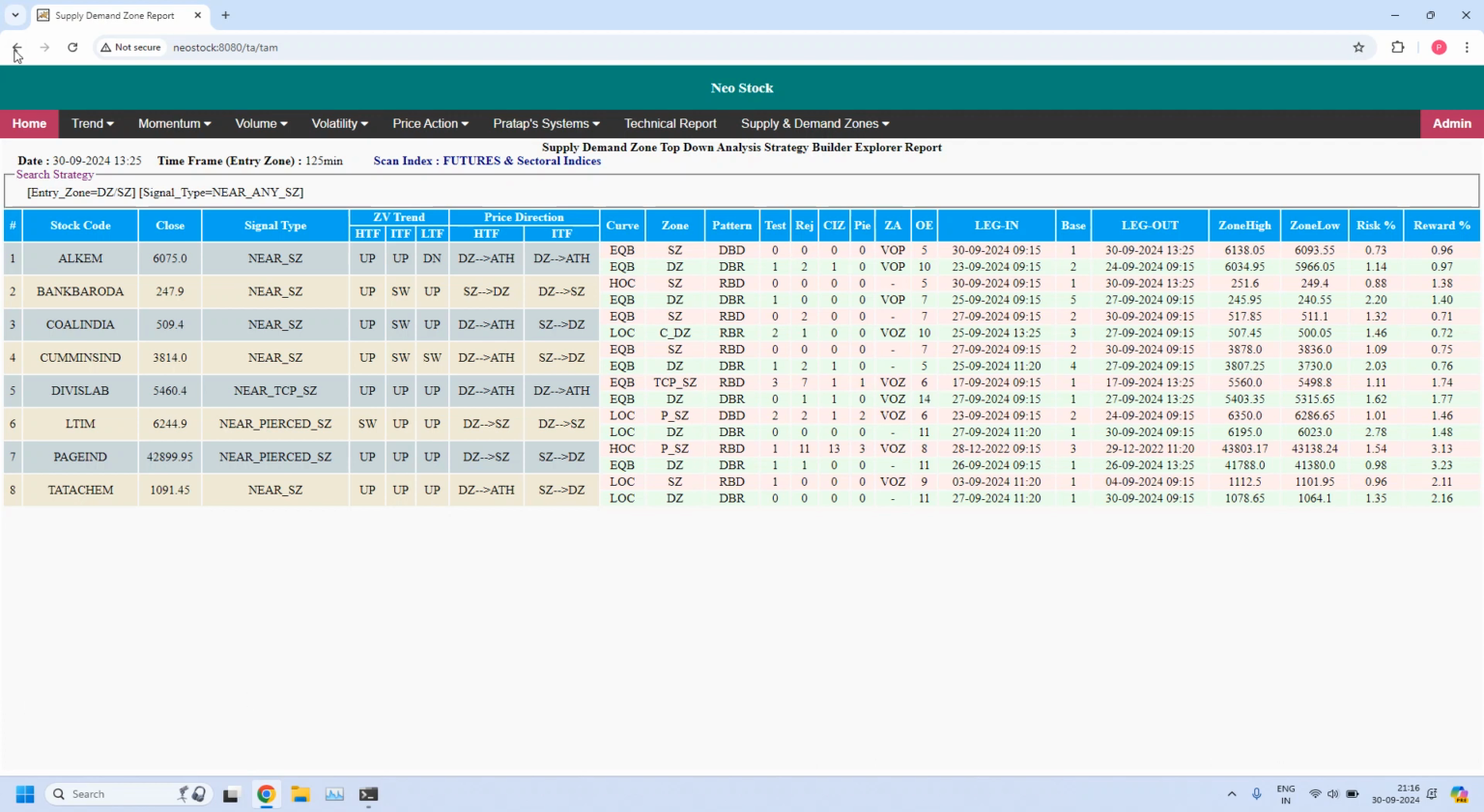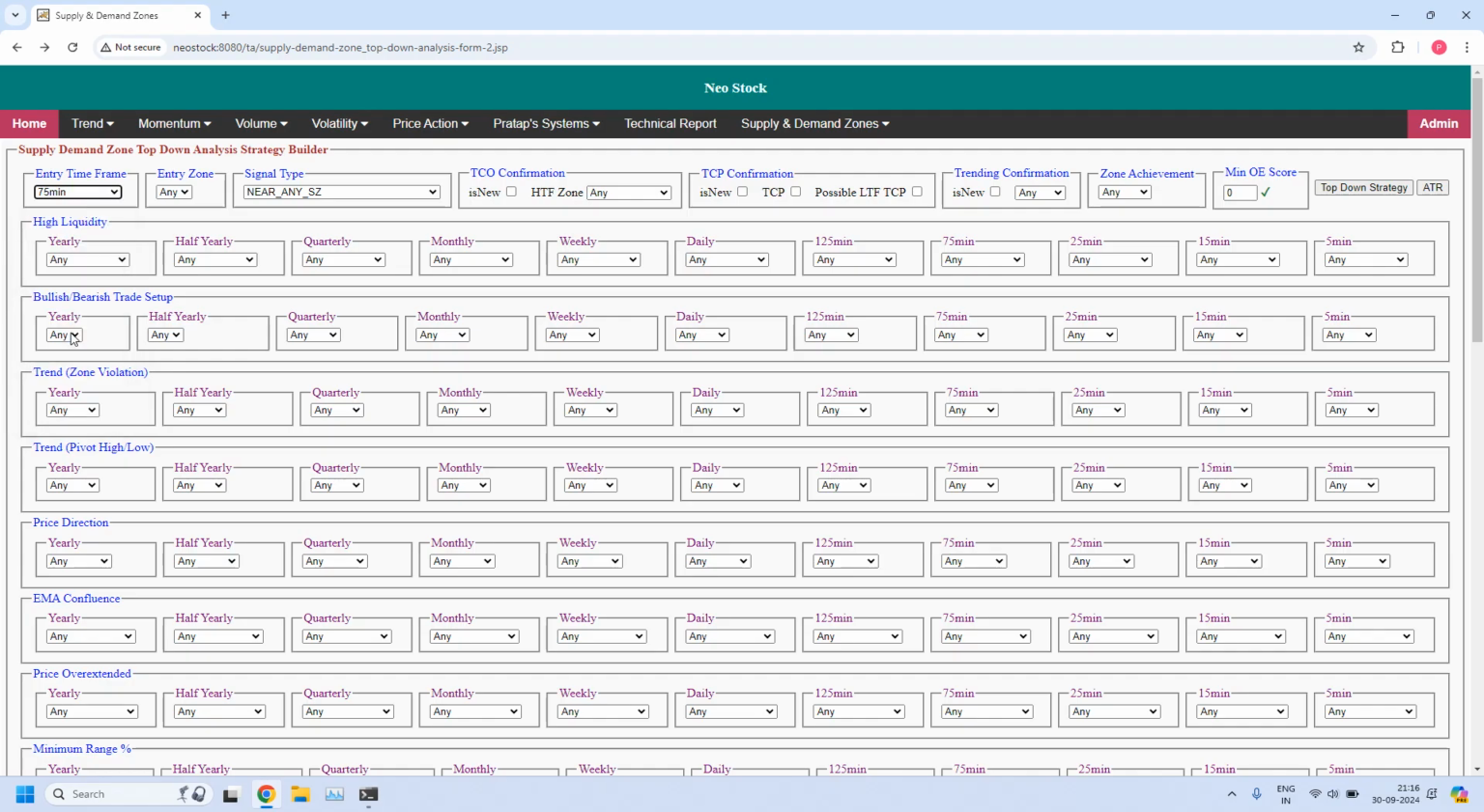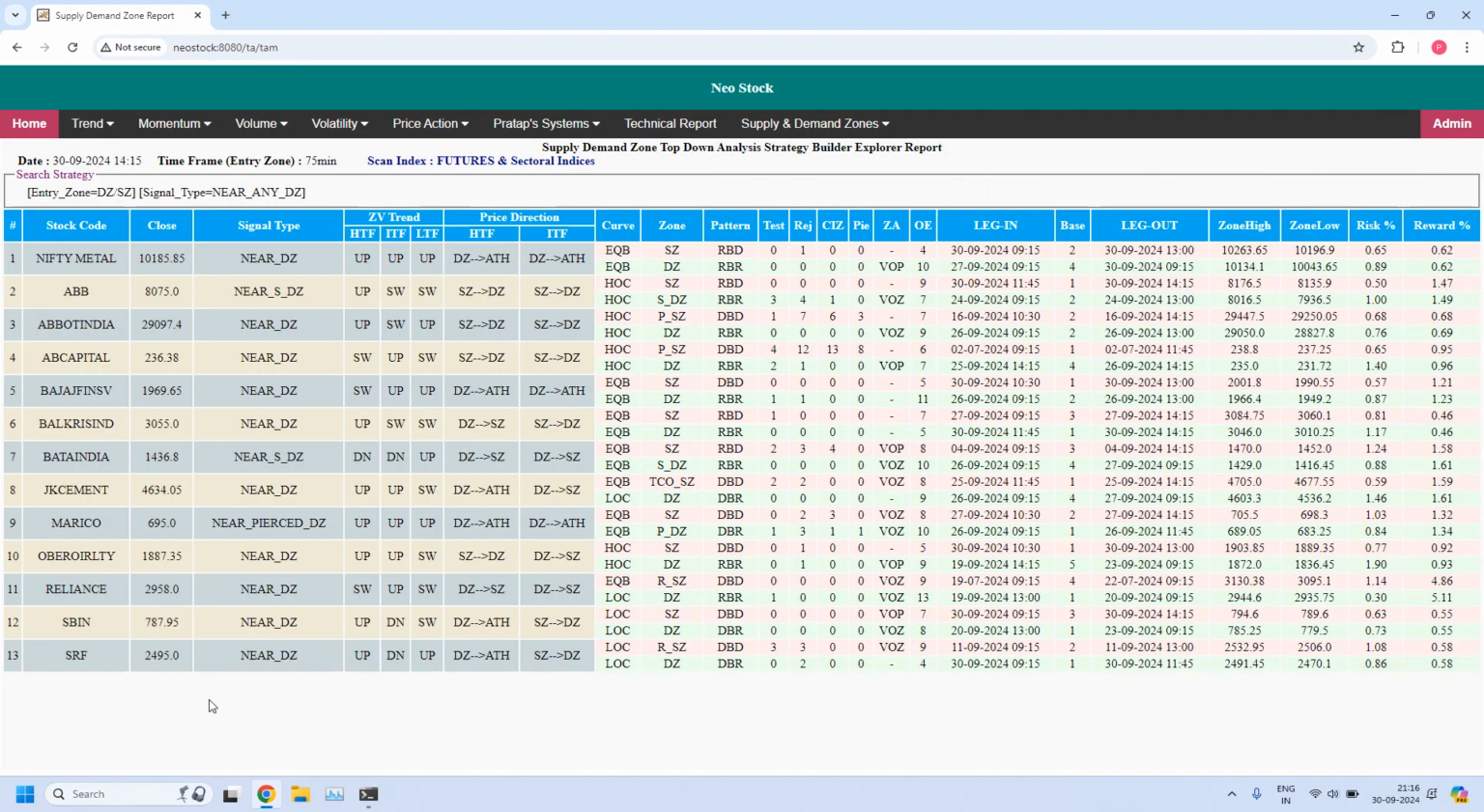Okay, the next time frame is 75 minutes. Let us find the stocks near 75 minutes demand zone. 13 stocks are filtered. Let us identify any high liquidity 75 minute zones from this list. And ABB is a high liquidity zone, 75 minutes high liquidity zone. Next we have Bata India is also having a 75 minutes high liquidity zone.